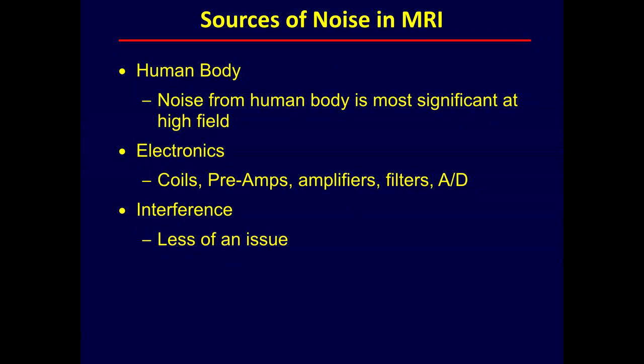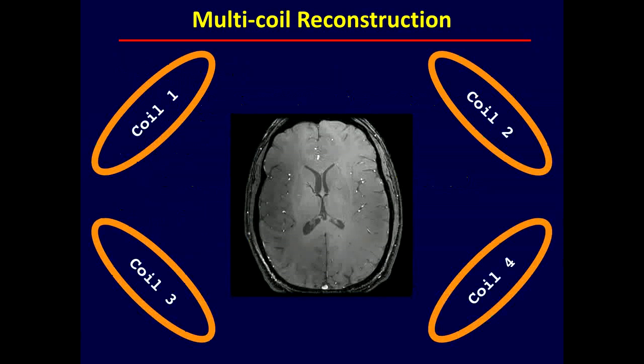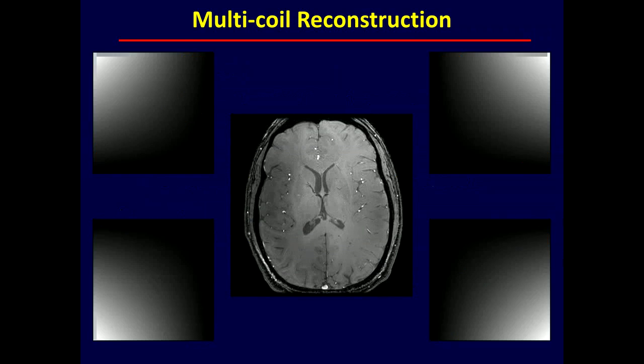Parallel imaging basically suffers from noise loss. We'll talk about that. So let's get back to the multi-coil reconstruction. Again, we have four coils here, and these are coil sensitivity maps.